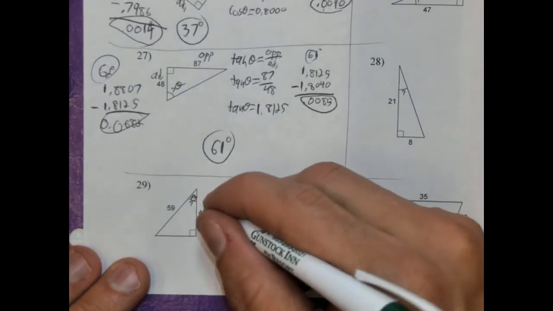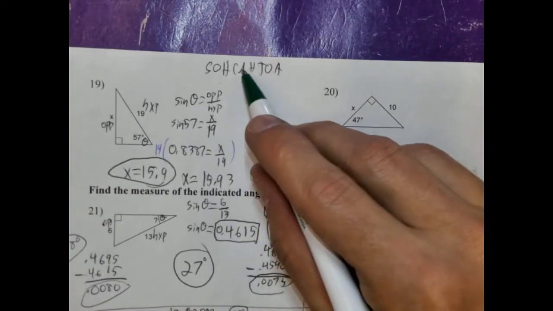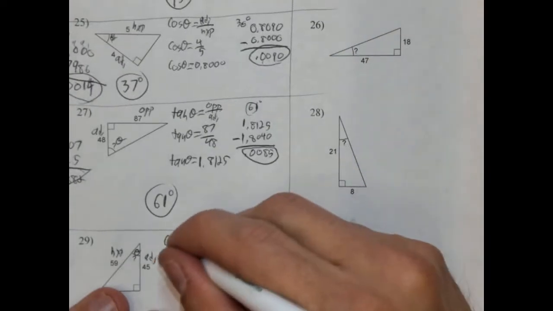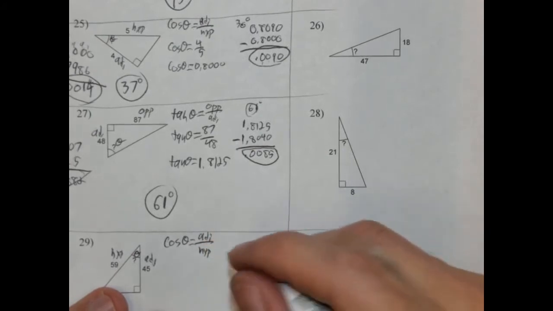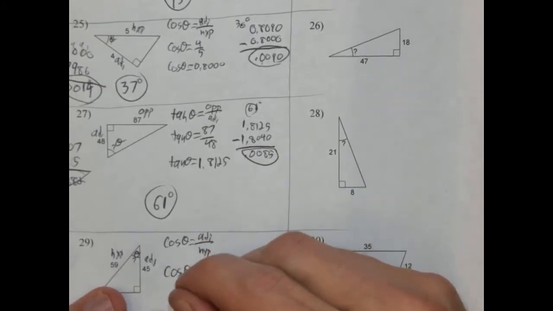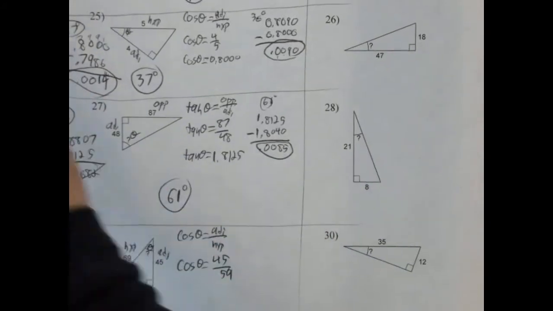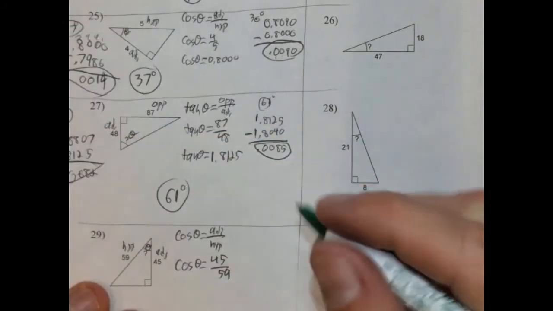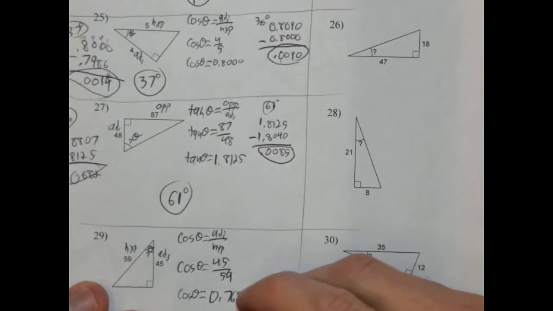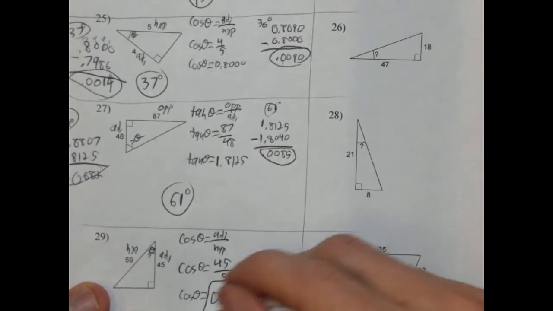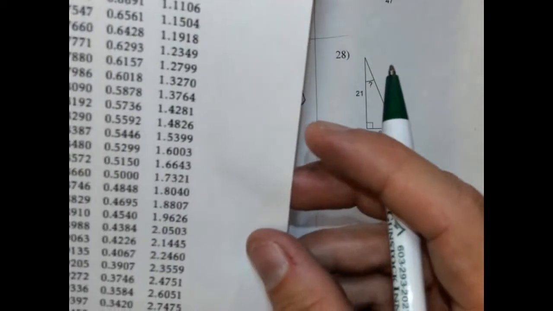All right, so theta's here. This is our adjacent, this is our hypotenuse. And remember, adjacent over hypotenuse is going to be our cosine function. So cosine of theta is going to be adjacent over hypotenuse. Let's plug these in: 45 over 59. And 45 over 59 is going to be, okay, cosine of theta is 0.7627. So that's our value. We're going to look in our cosine column, which is our middle column.